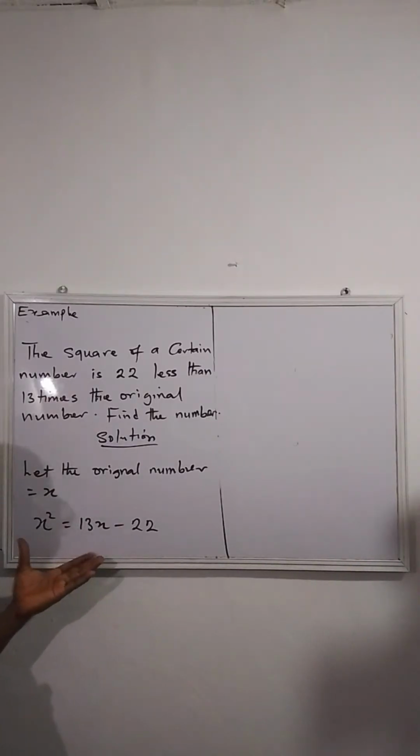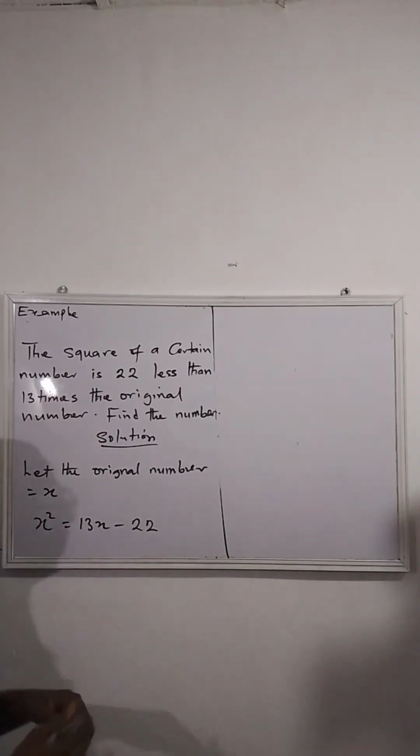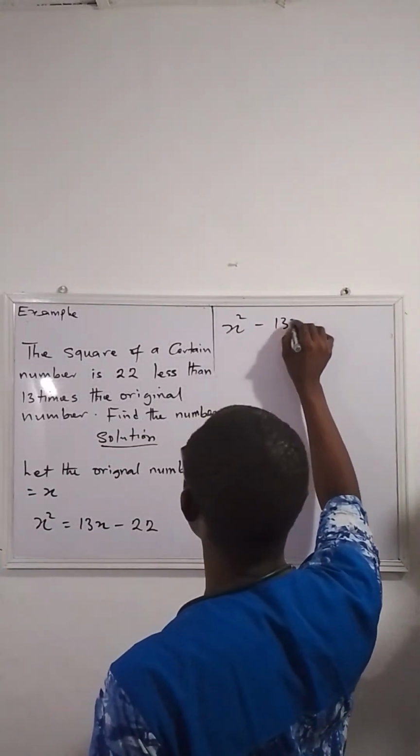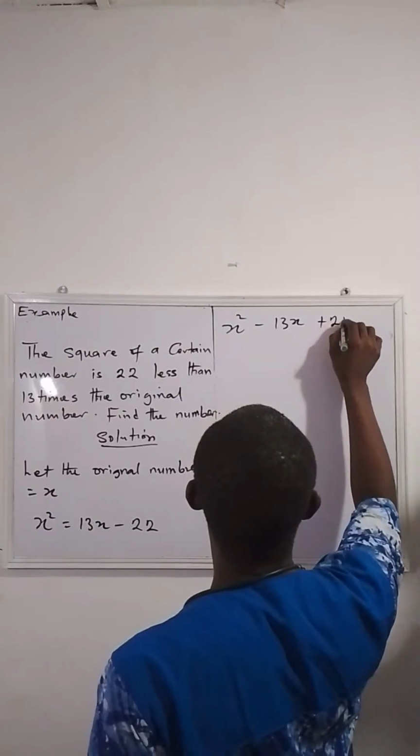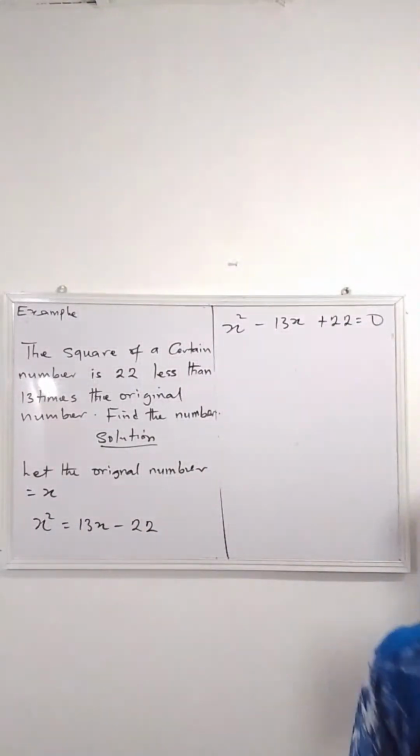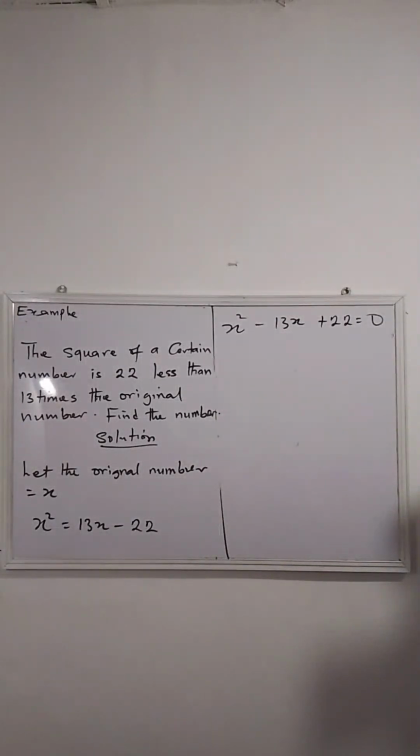Can you see that now? So now let us write it in the standard form: x squared minus 13x plus 22 equals 0. Yes, I want your response. Do you understand that interpretation? Yes.